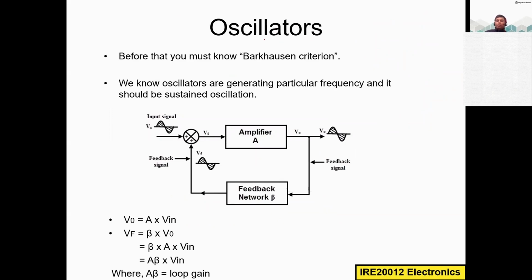Before we talk about different types of oscillators, you should know one important term. It's called Barkhausen Criterion. Please try to remember, this may be a new term for you. You must know this Barkhausen Criterion before we talk more about oscillators. We know oscillators generate a particular frequency, and it should be sustained oscillation, right?